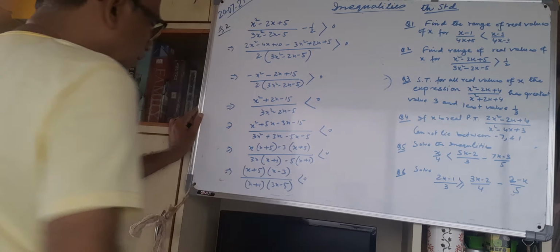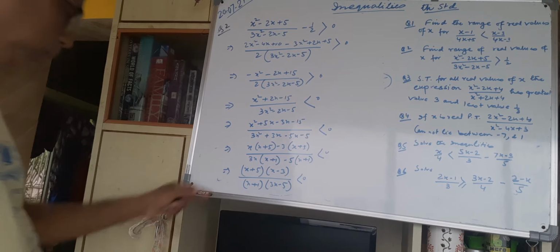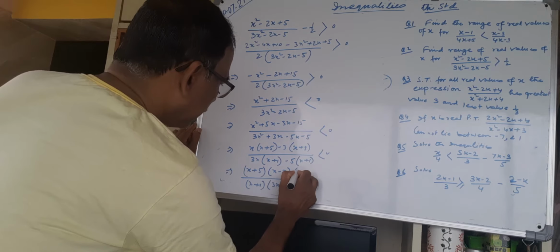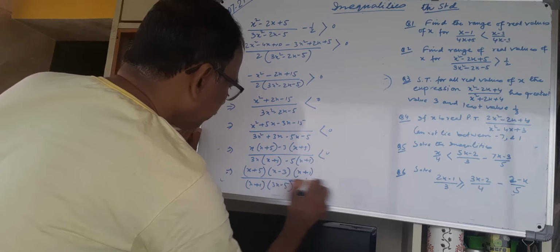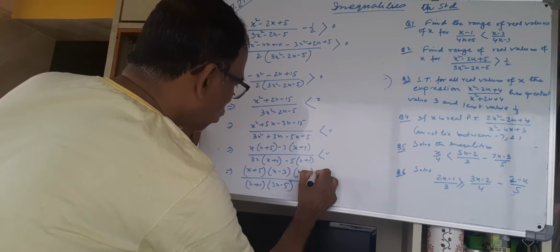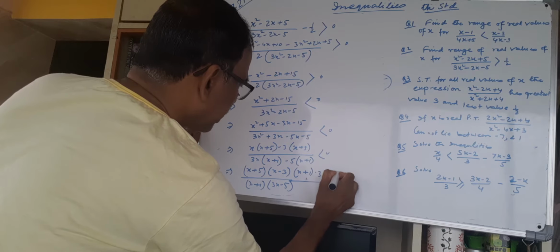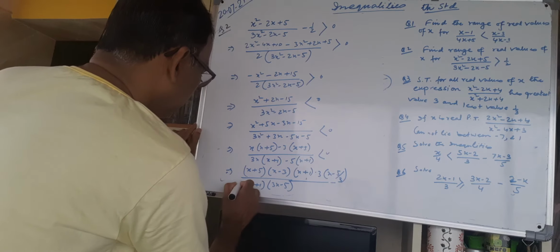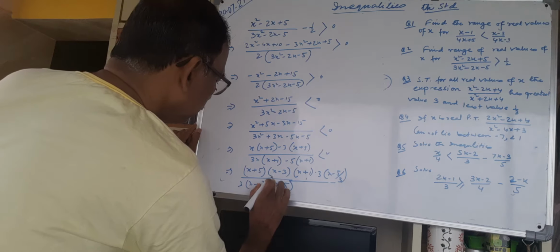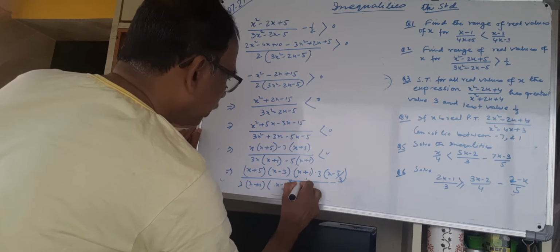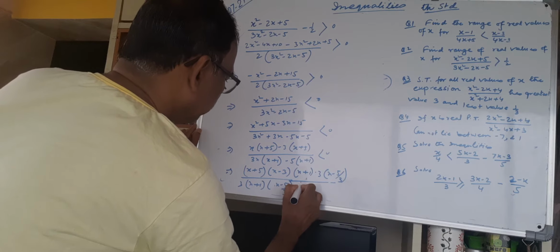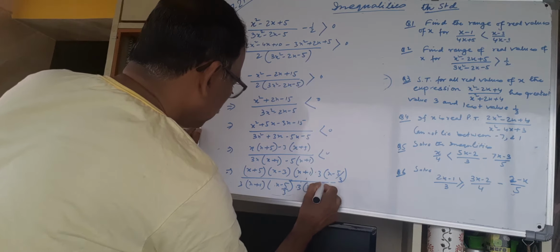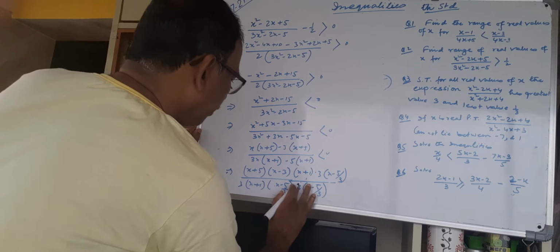Now if we multiply both numerator and denominator, this one, that is (x plus 1), 3 is common, (x minus 5 by 3), here 3 is common, (x minus 5 by 3), that is, we can write whole square.